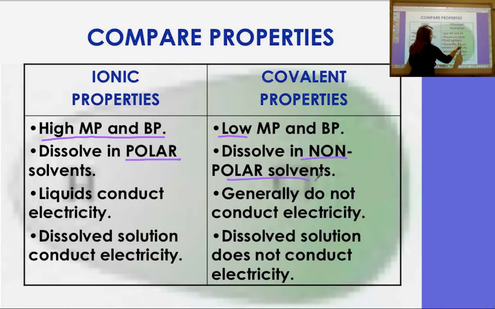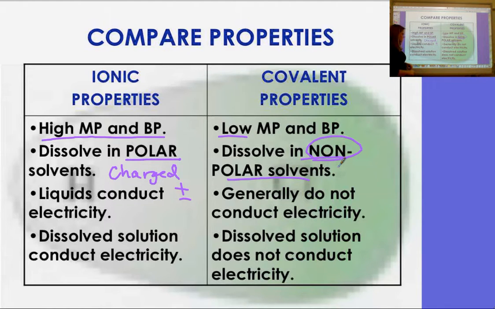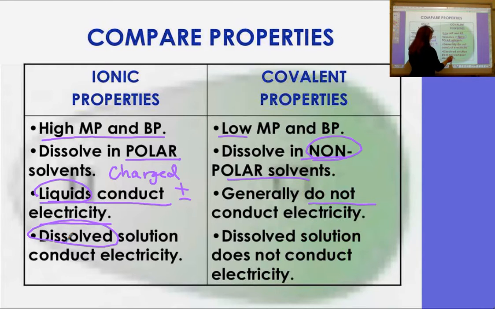Covalent dissolves in nonpolar. These guys are the charged, plus, minus. These are not charged. Ionic, in the liquid and dissolved phase, conducts electricity. Covalent is the opposite. They do not conduct electricity. Liquid phase and dissolved phase can conduct. These guys don't ever conduct.